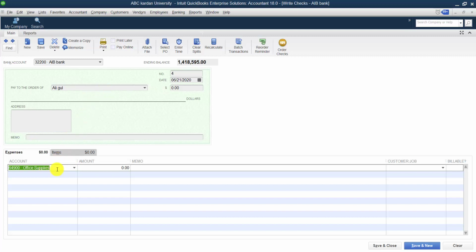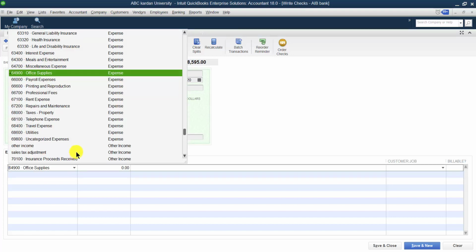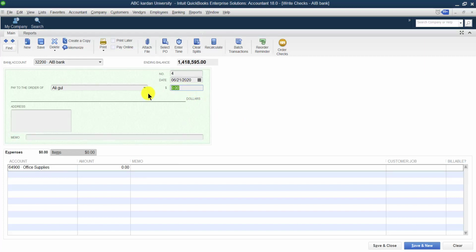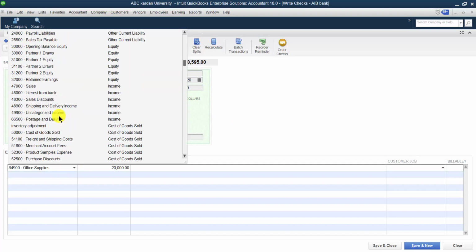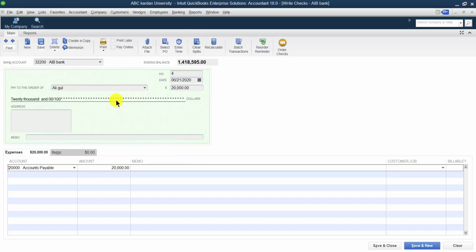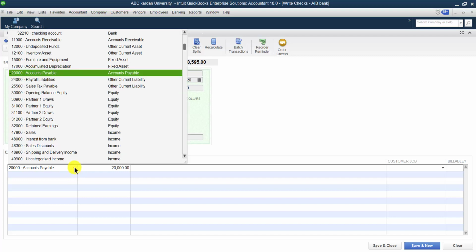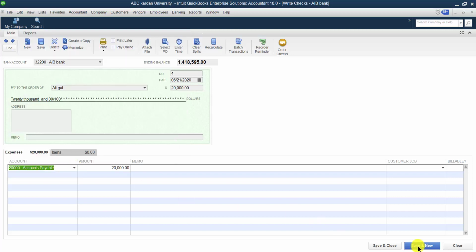if this is not because of any specific expenses, if this is because of a previous purchase, and the amount which you want to pay is, let us say, 20,000, and it does not belong to any specific expenses but to accounts payable, in that case you can select your accounts payable, right? Accounts payable means this is the past payable or past liability of the business. So long back we purchased something, the amount was 20,000, now we have to pay it. If you want to pay, in that case you have to select your accounts payable, right? Then you can save and new this one.